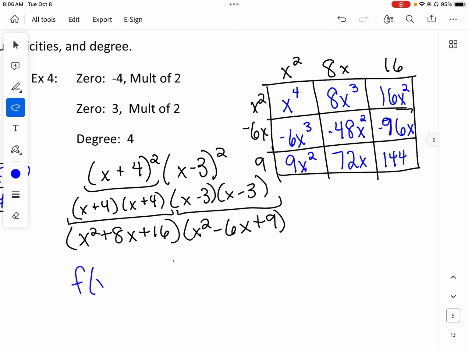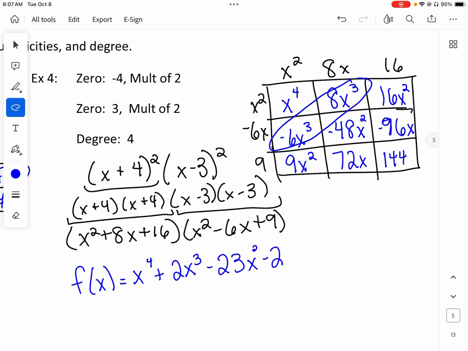All right, so let's write our final polynomial. So x to the 4 is my biggest degree, biggest exponent. Combine these, that'd be a 2x cubed. And then this diagonal is 9 minus 48 plus 16, negative 23. And then negative 96 plus 72, negative 24. Oh, this is squared. Almost forgot it. And plus 144.